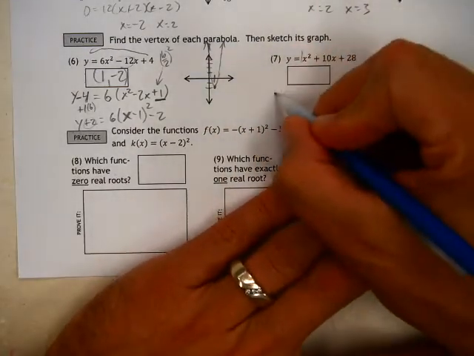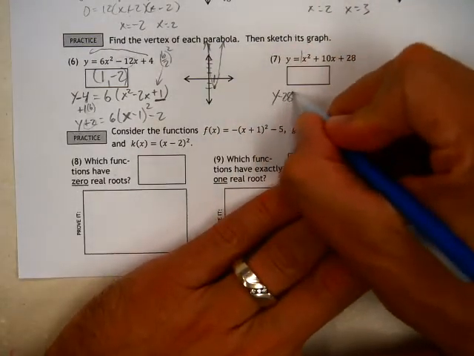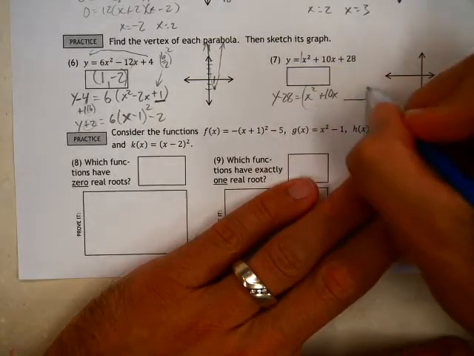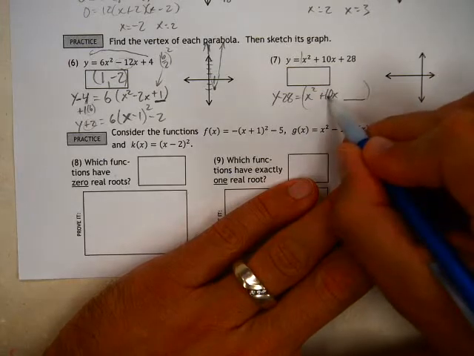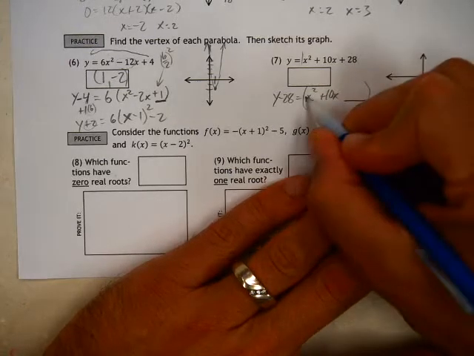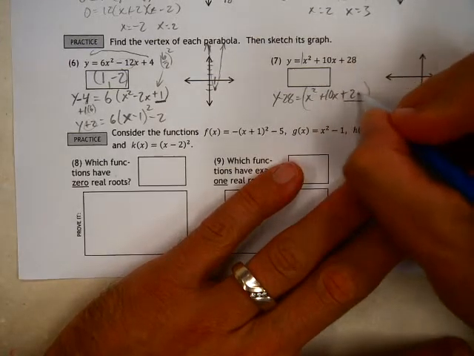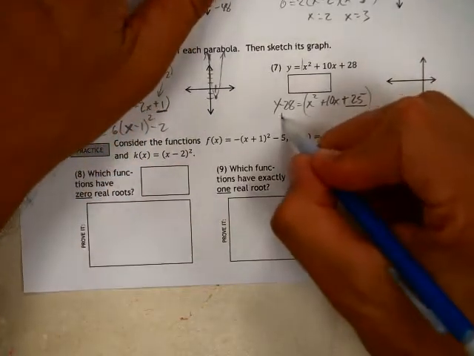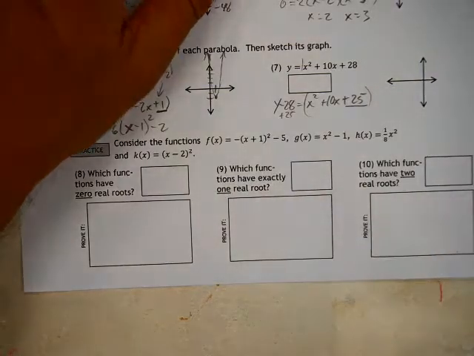It's just a 1, so I'm going to move the 28. Y minus 28 is equal to x squared plus 10x. Well, to complete the square, b over 2 squared. That is the b I'm using because that is a coefficient of 1. So I'm adding 25. 10 divided by 2 is 5. Squared is 25. Now I can simply add the 25 to the other side.